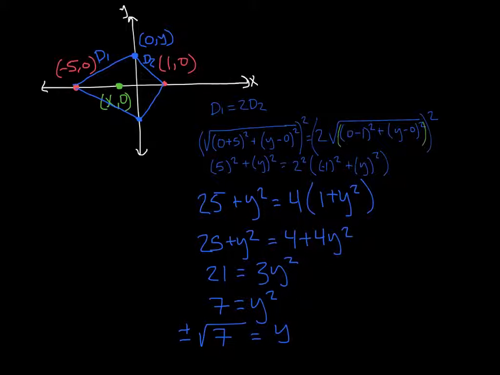Now remember, we still don't have the coordinates, so I would say that we should write (0, root 7) and (0, negative root 7) as our solutions. So those are the 2 points on the y-axis that are twice the distance from (-5, 0) as they are from (1, 0). So now let's look at our x-axis points.